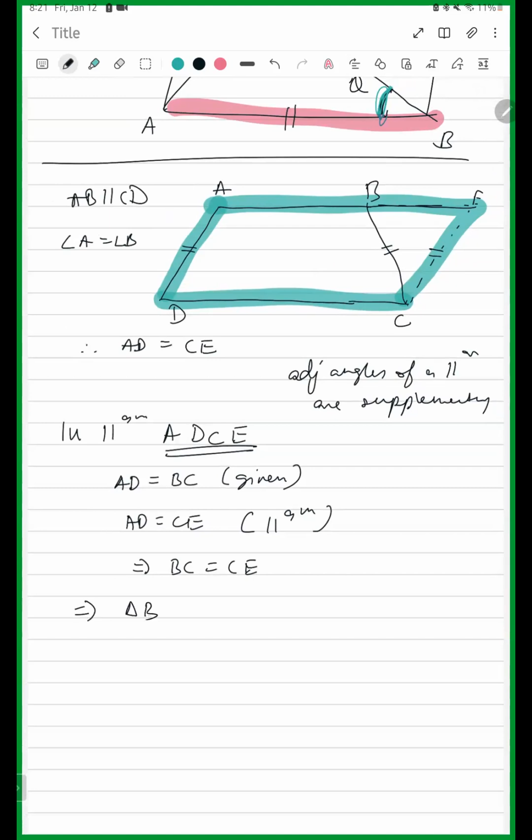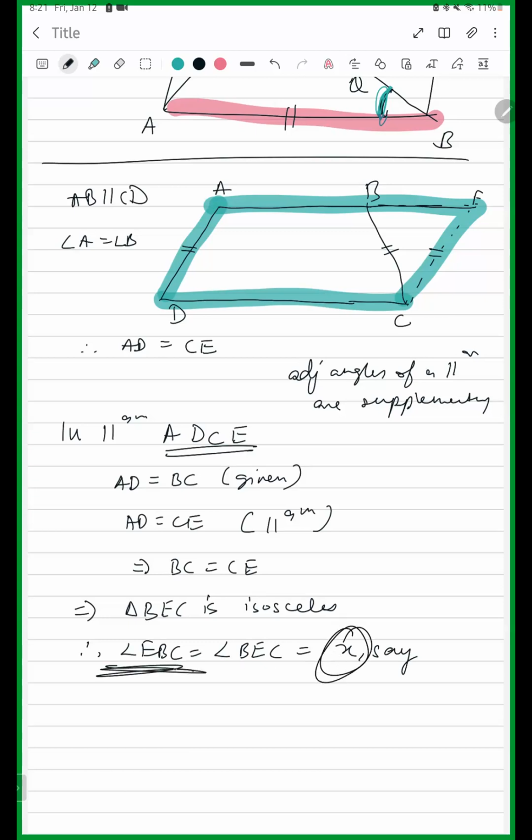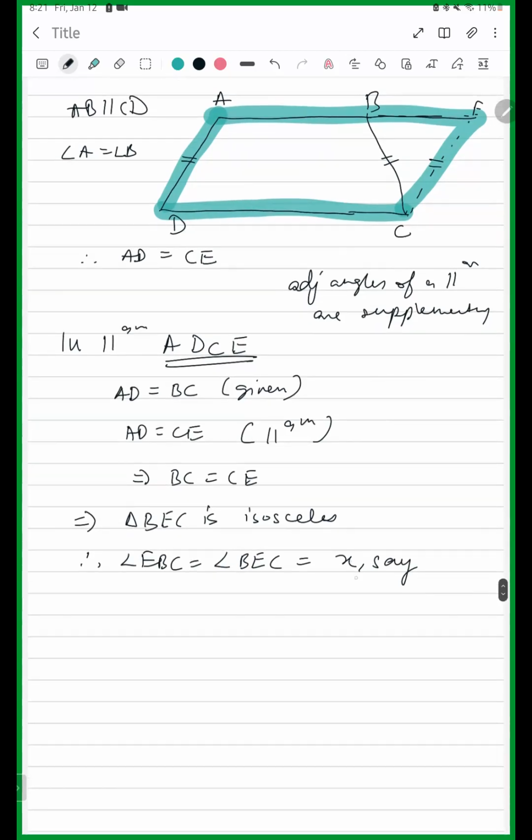Triangle BEC is isosceles. Since it is isosceles, therefore angle EBC is equal to angle BEC is equal to X, say. Because it's easier to write one variable, one small letter, instead of writing the angle's name in such a huge way. So now in our diagram, we will also mark X. These two angles are X.